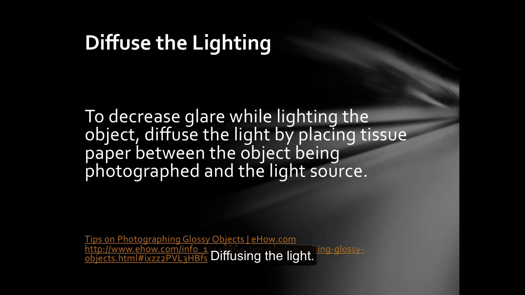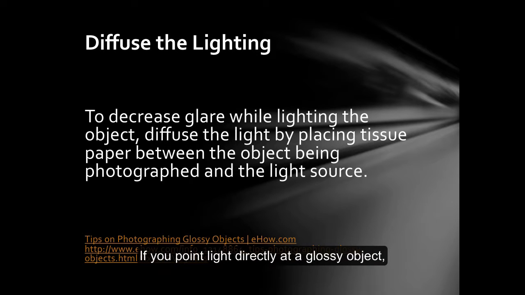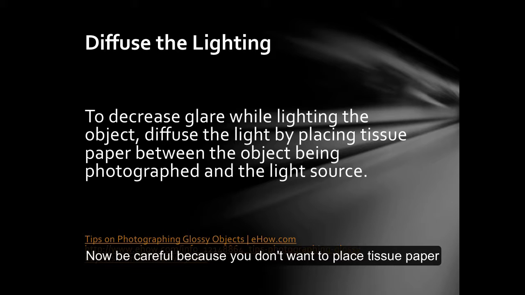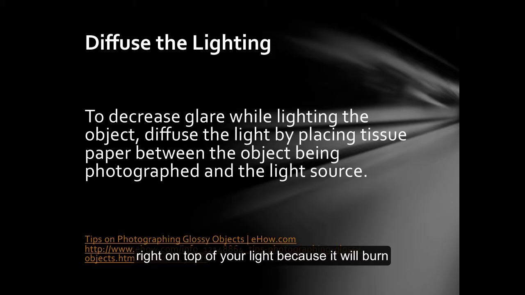Diffusing the light. So you can diffuse the lighting. If you point light directly at a glossy object or a shiny object, a highly reflective object, that light will be reflected and, like we say, picked up by the camera, creating a glare, and we do not want that. So you need to decrease or diffuse the lighting. To decrease the glare, an easy way to diffuse it is to place a tissue paper between the object being photographed and the light source. Now be careful, because you don't want to place tissue paper right on top of your light, because it will burn and you'll start a fire, and that's not good.